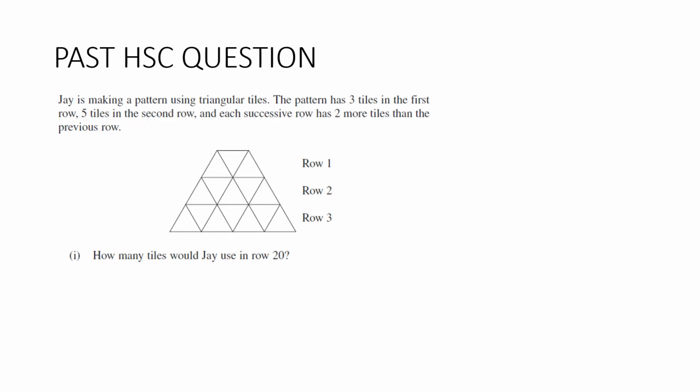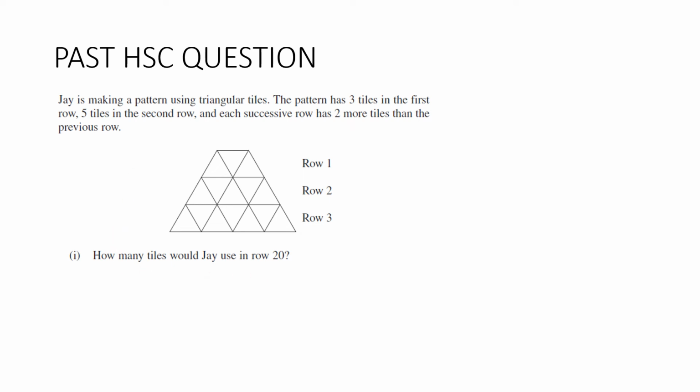Here's a past HSC question. J is making a pattern using triangular tiles. The pattern has 3 tiles in the first row, 5 tiles in the second row, and each successive row has 2 more tiles than the previous row. How many tiles would J use in row 20?